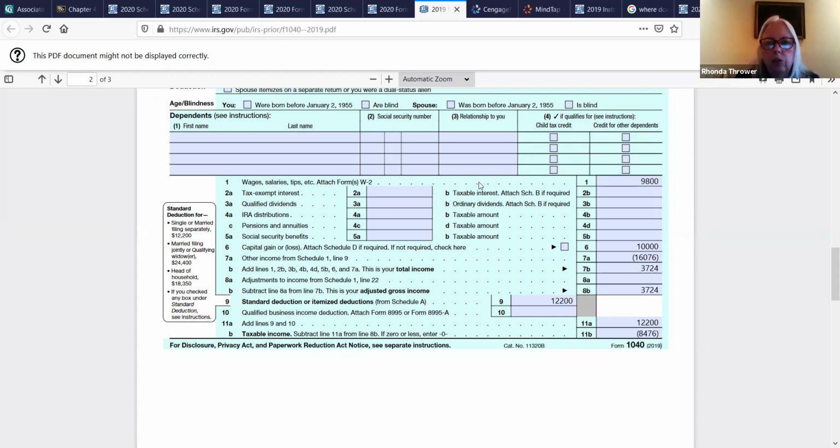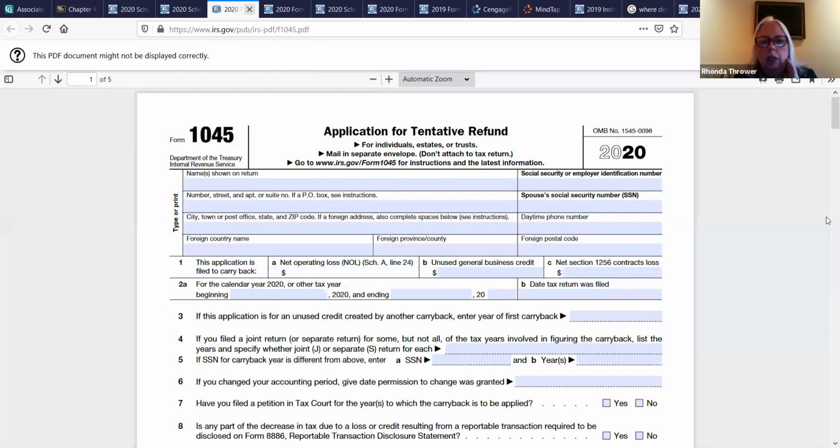So I'm going to go back to my other forms. There's one other form that you would need to complete, which is called the net operating loss, or form 1045. Let me see if I can find that form. This is your 1045 form.